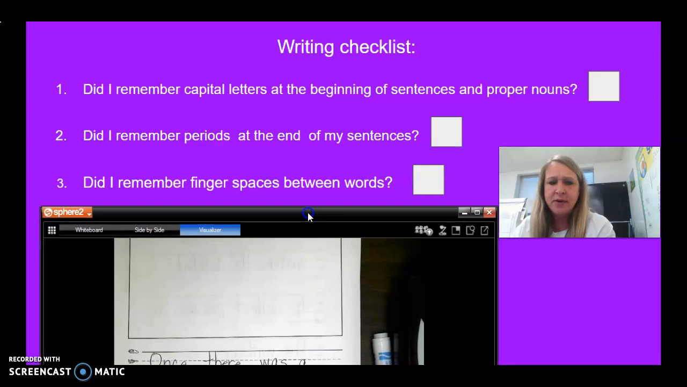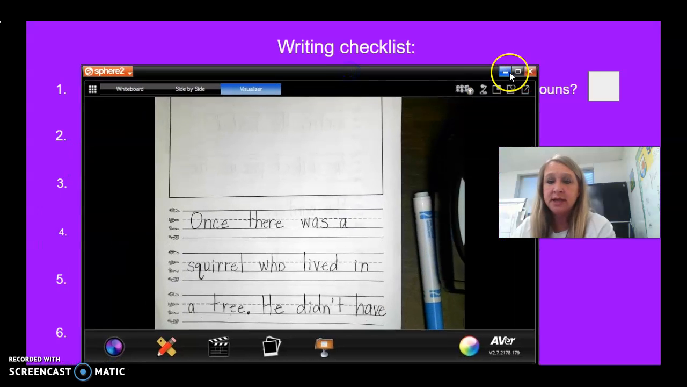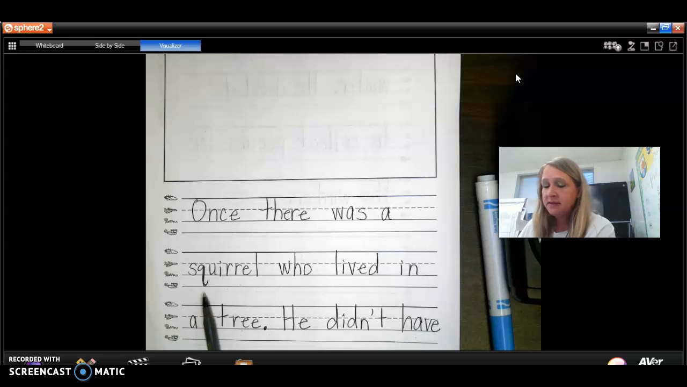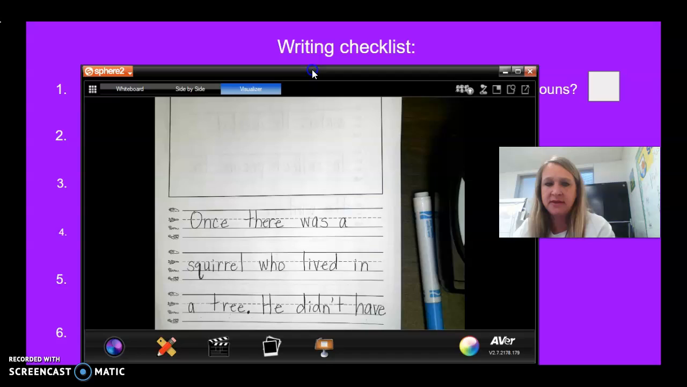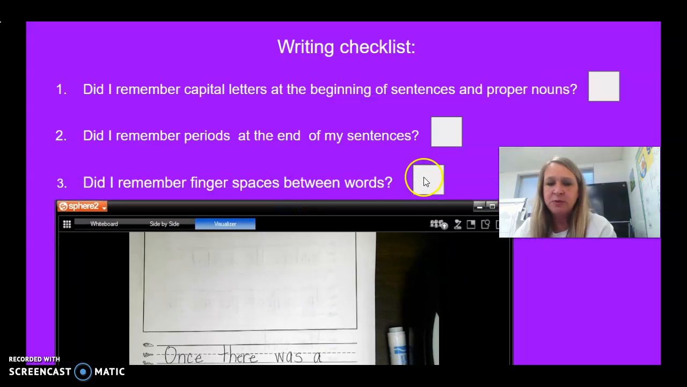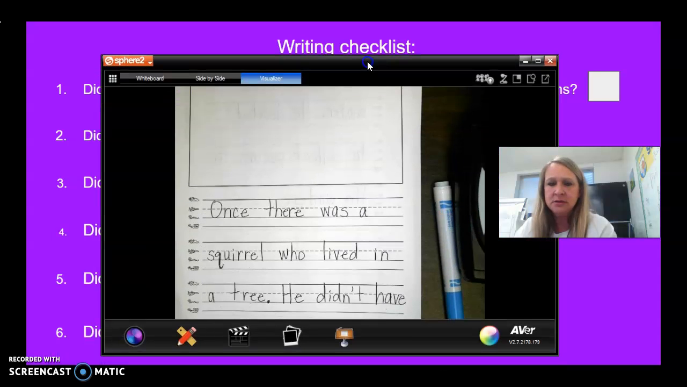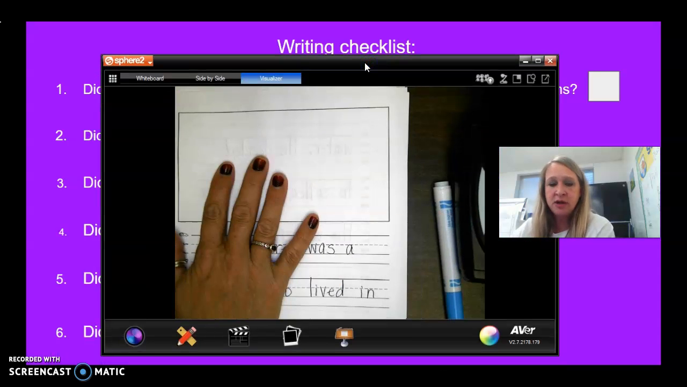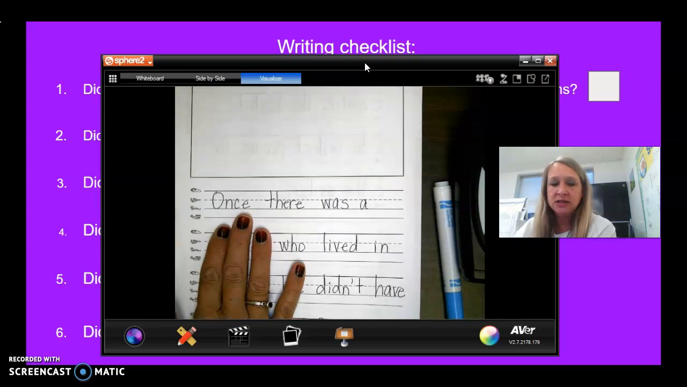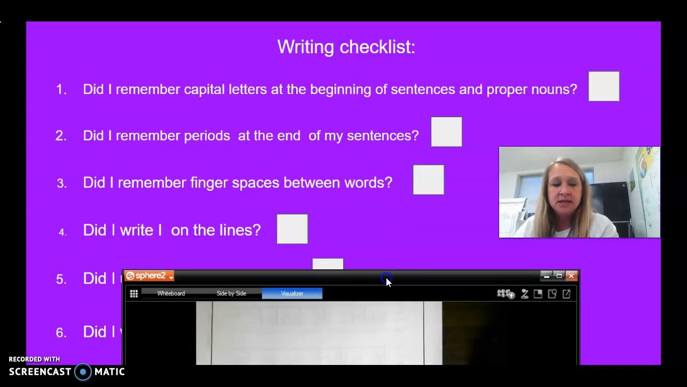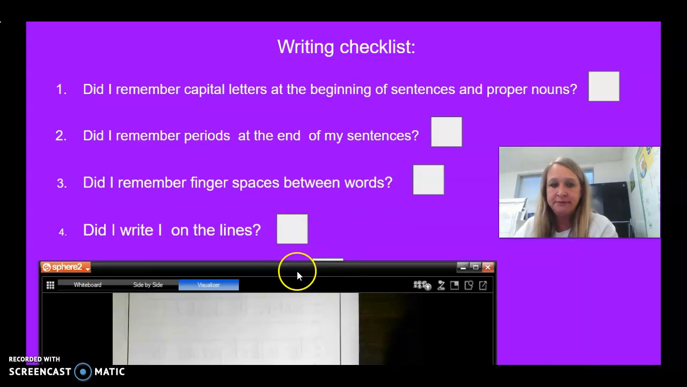Number 3, did I remember finger spaces between words? Yes, I showed you that at the beginning, that there were finger spaces between my words. That way it doesn't look like one great big long word, right? That's no fun to read. So finger spaces, check. Did I write on the lines? This is where my picture goes. And here's where my words go. My sentences go on the lines. Yes, I did write on the lines. So I get a check for that.